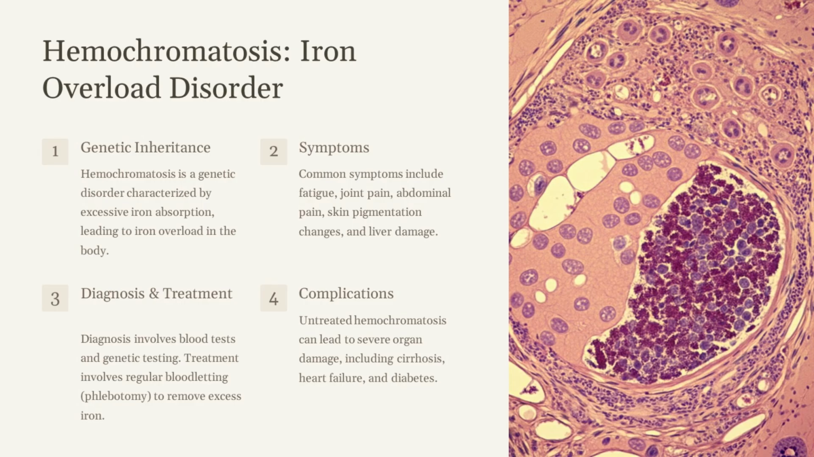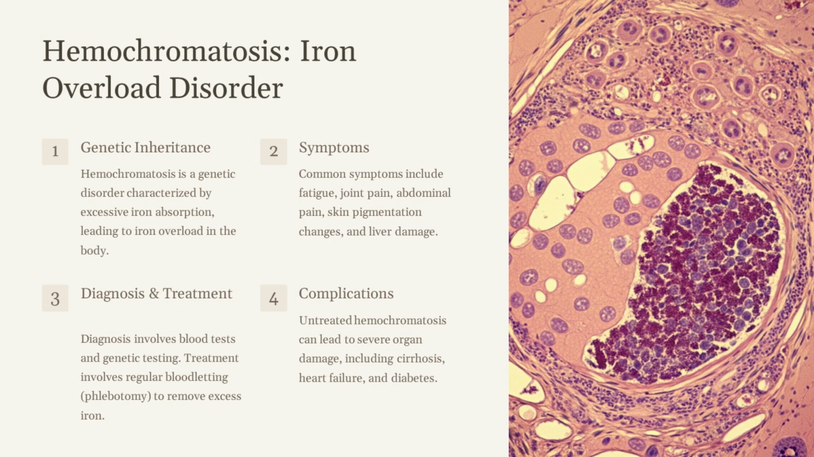Hemochromatosis is a genetic disorder that causes the body to absorb too much iron, leading to iron overload. This can cause a range of symptoms like fatigue, joint pain, abdominal issues, and changes to skin pigmentation. Diagnosis involves blood tests and genetic testing to confirm the condition.